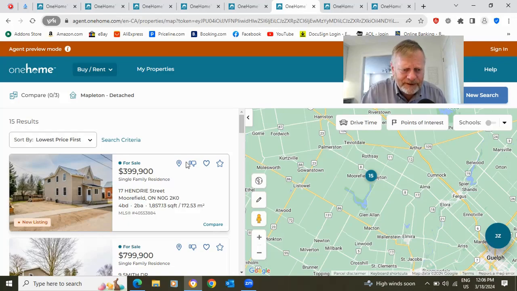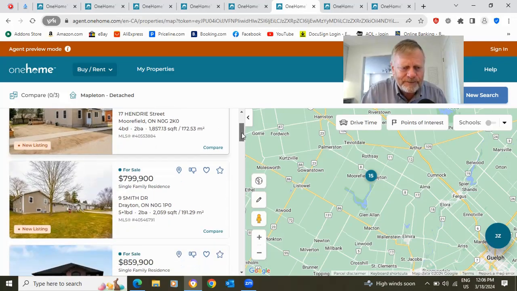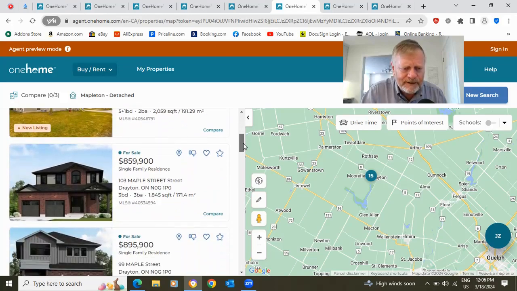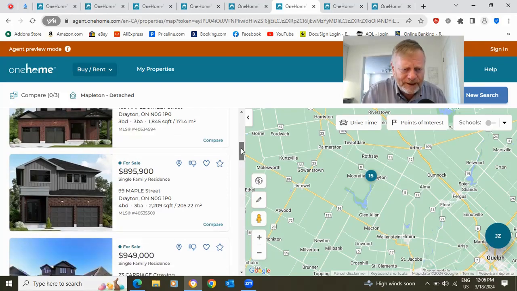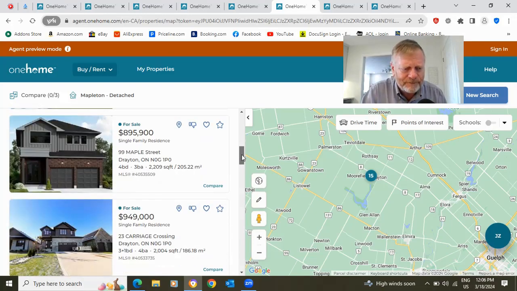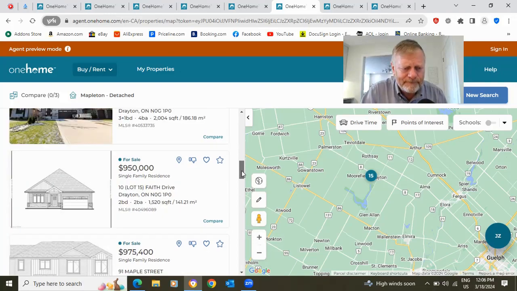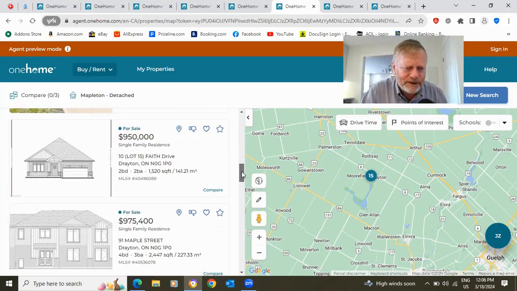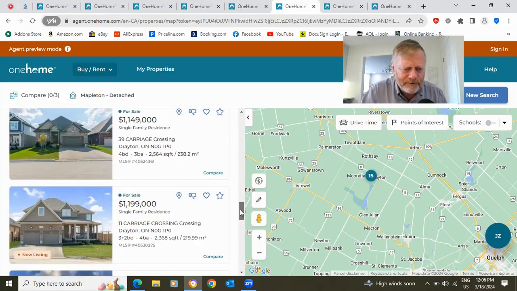And the pricing, there's one property in Moorefield that's listed for just under 400,000, and then Drayton jumps up to almost 800,000. Then there's quite a few here in Drayton. These are newer homes, actually brand new homes built. The builder is selling them, and then homes that have yet to be constructed on building lots that are available.